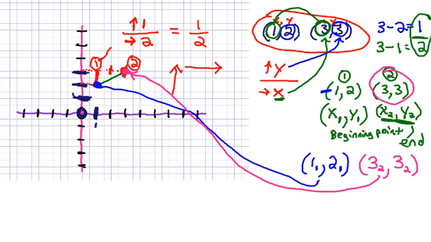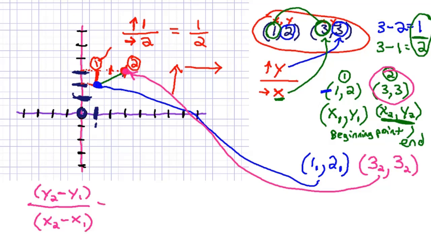The algebraic equation for finding the slope is going to be, there's going to be a fraction bar because the slope is a fraction. And you're going to have the second y minus the first y over the second x minus the first x.